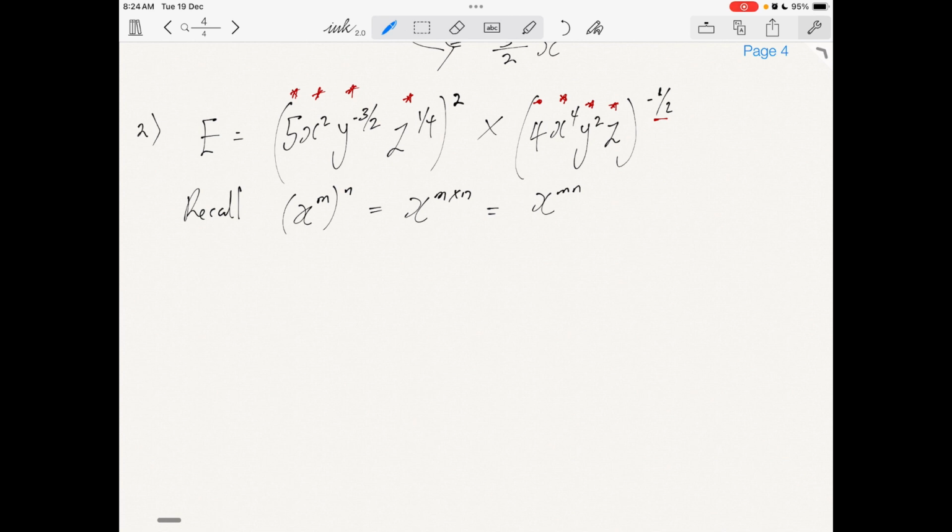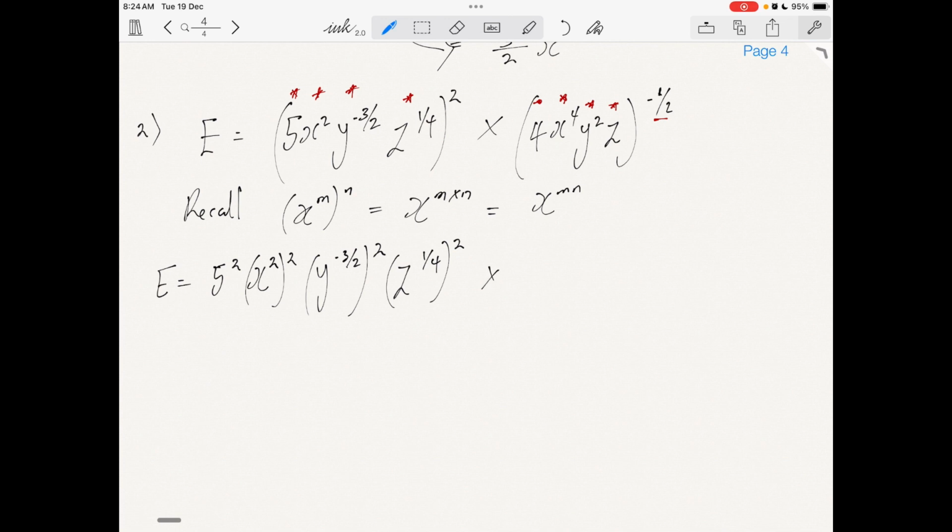So if we work with that, we can see now that E will be 5 raised to power 2 multiplied by x raised to power 2 into 2, multiplied by y raised to power minus 3 over 2 into 2. Remember, we are all multiplying by this power of 2, and z raised to power 1 over 4 all into 2.